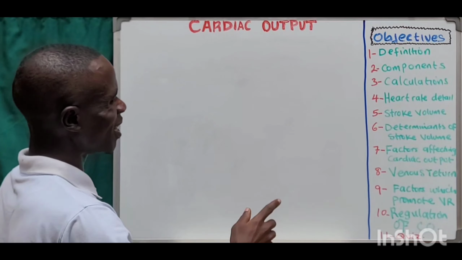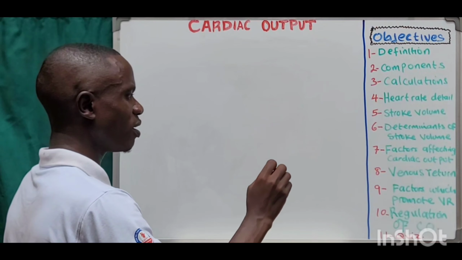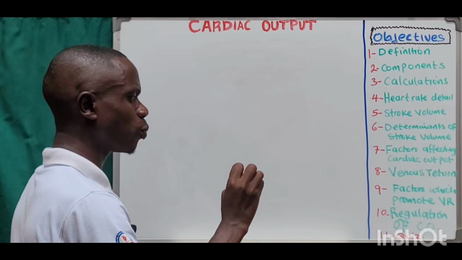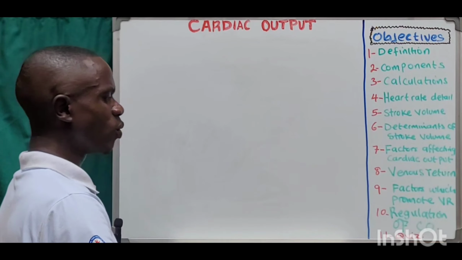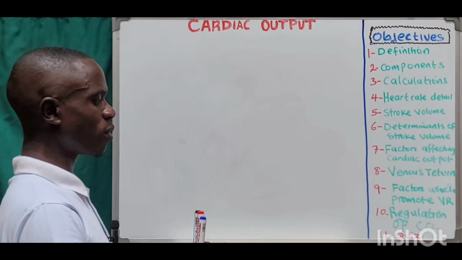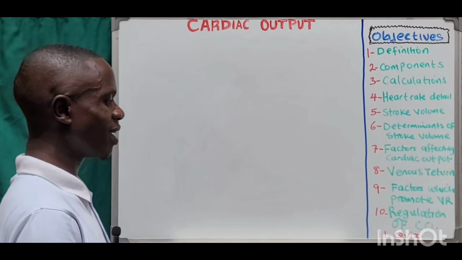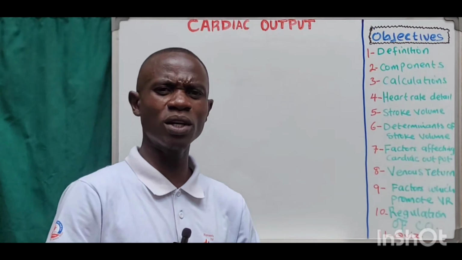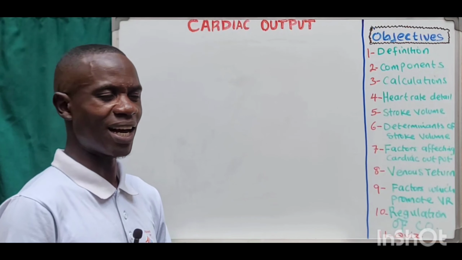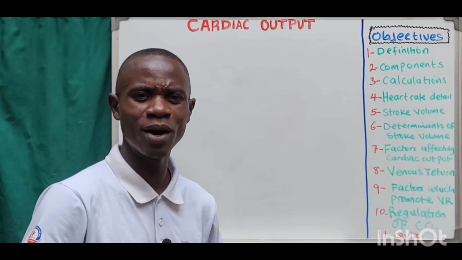We shall look at the determinants of stroke volume. We shall look at the factors affecting cardiac output. We shall also look at venous return, and the factors which promote venous return. And then finally, we shall look at the regulation of cardiac output. And don't forget, we shall look at some of the technical questions which are going to be set around cardiac output. Let's go ahead now and get started.